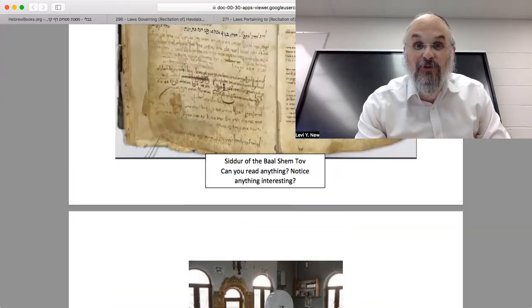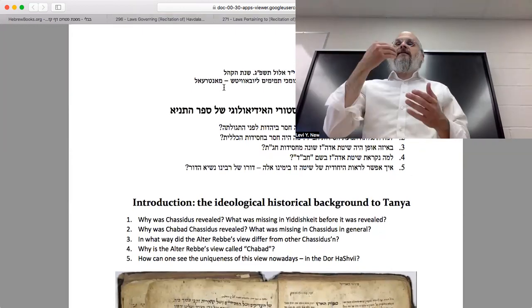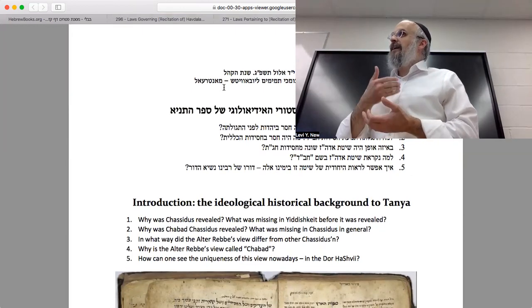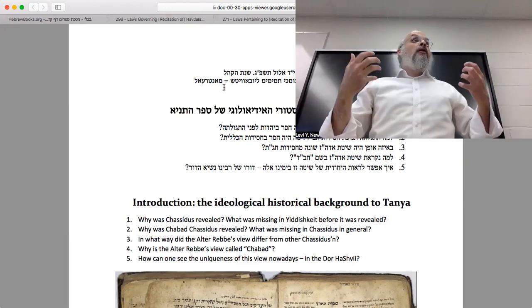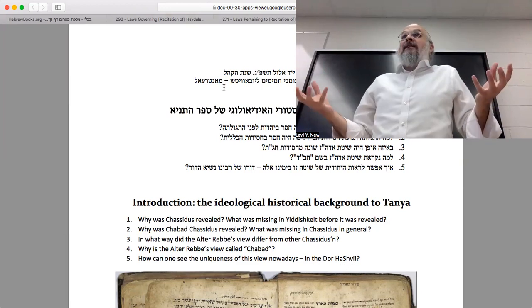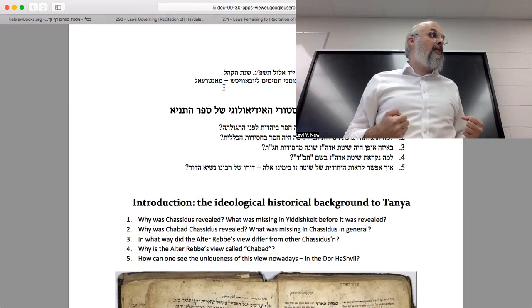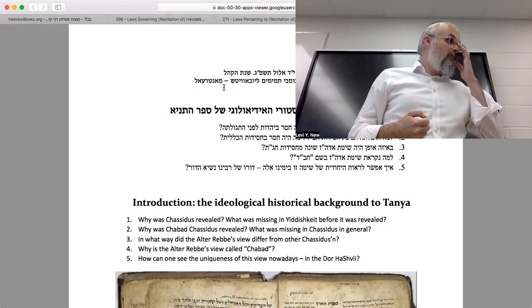So now we have the answer to the first question: why was Hassidus revealed? Because Yidden were depressed, and Hashem sent the Baal Shem Tov to bring back life. What was missing in Yiddishkeit? Nothing was missing in Yiddishkeit. But the people were in a horrible place. So Hashem had to reveal a new level of Yiddishkeit to bring life and excitement and joy back to Yiddishkeit. Yeah, the whole hour just to learn one question.